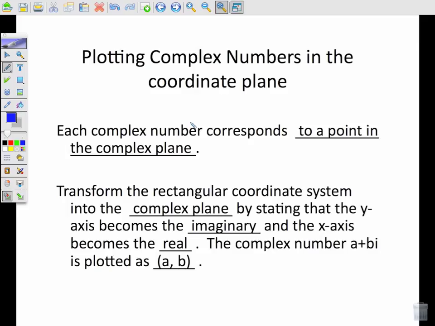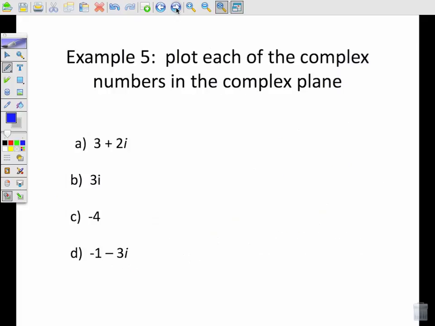The last thing that we're going to do is some plotting of points. When you plot points in the complex plane, you basically rewrite your x and y coordinates. Each complex number corresponds to a point in the complex plane. You transform the rectangular coordinates of x, y into a, bi. Your x becomes your a value, your y becomes your bi coordinate. So your y-axis is your imaginary axis. We're going to plot these points, and then we'll be done.